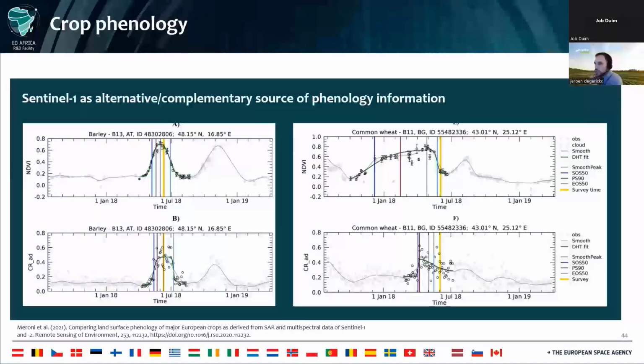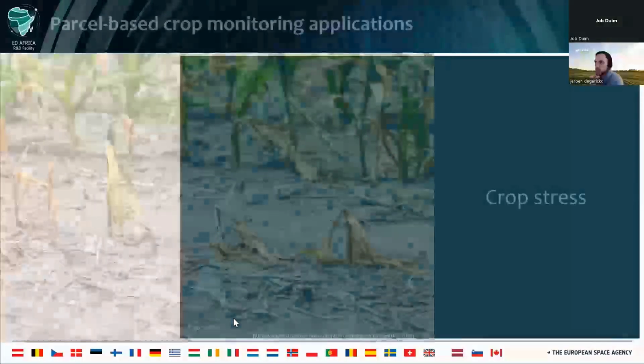This slide here is just to mention that crop phenology detection based on Sentinel-1 can also be done, and depending on the crop type, it actually results in very similar outputs as based on Sentinel-2. Just for your information. Also here a link to the paper if you want to learn more.